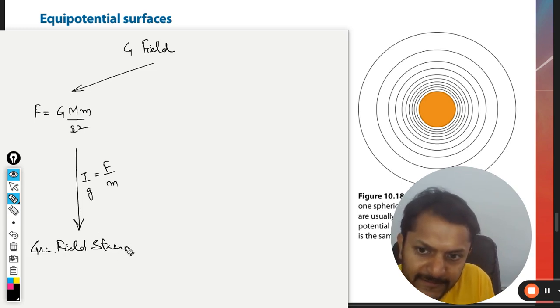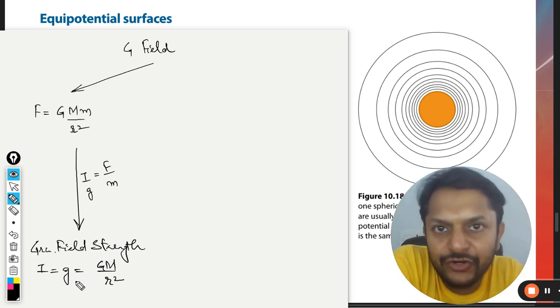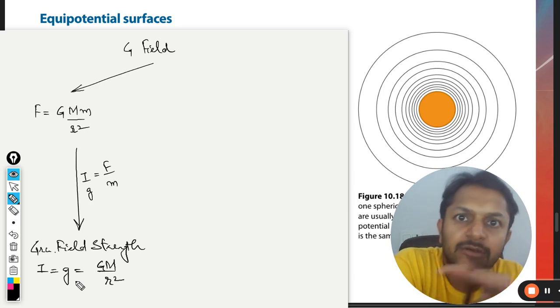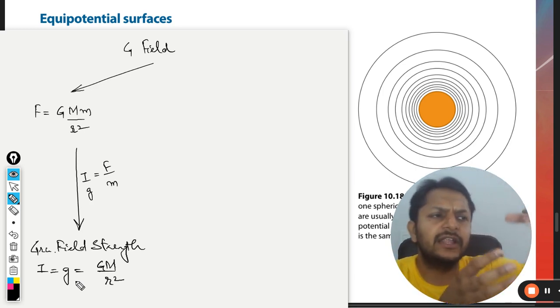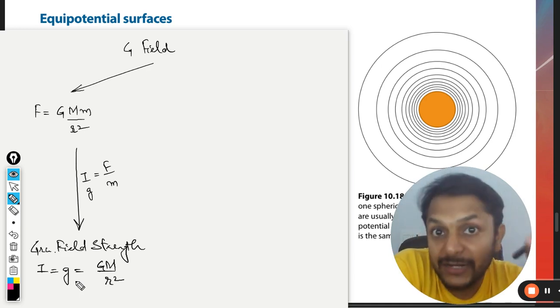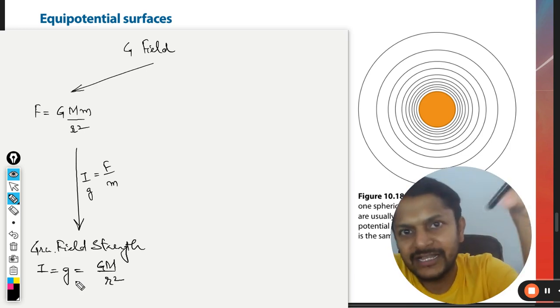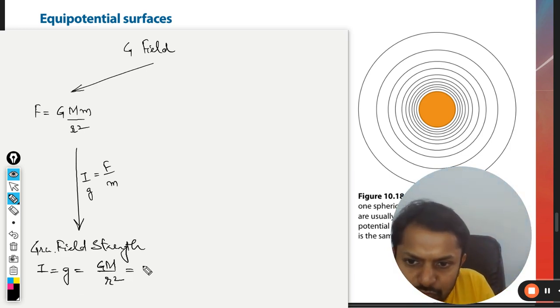and I or g. This can be written as GM divided by r square, and this depends only on the mass of the central body, the source body, but not on the satellite body. So it could be anything. Whenever we find this I, you multiply it with the mass of that particular body that you are placing at that point, and you can find the force. Simple. So this is equal to F by m.